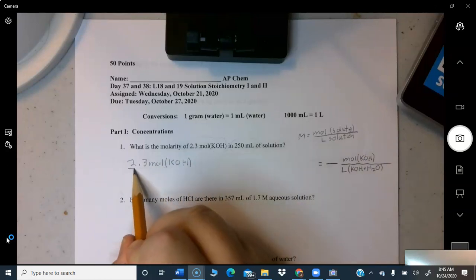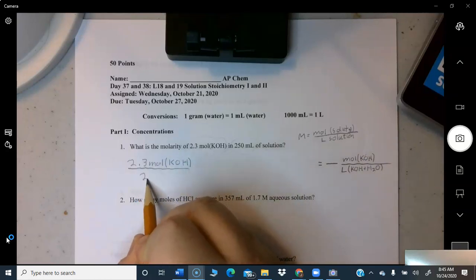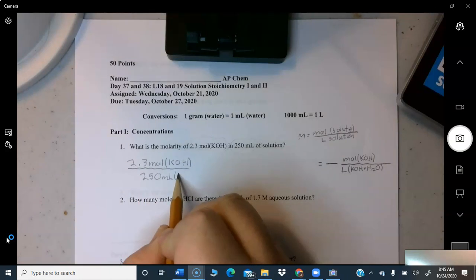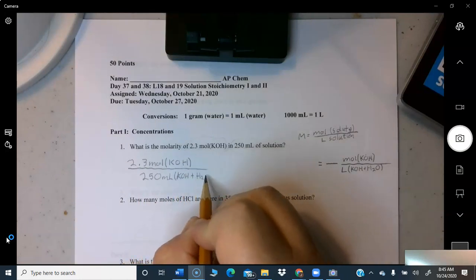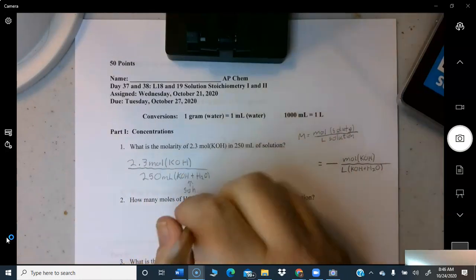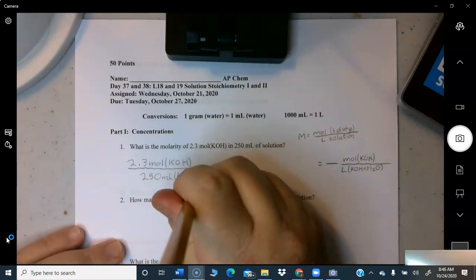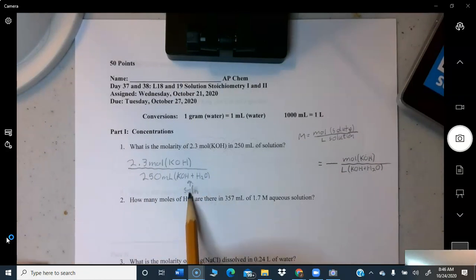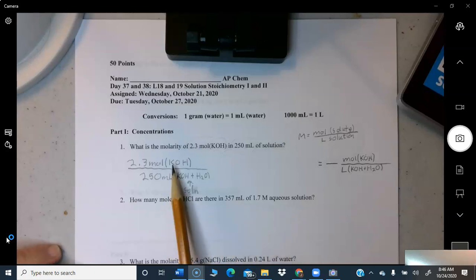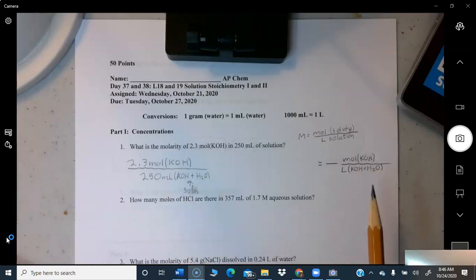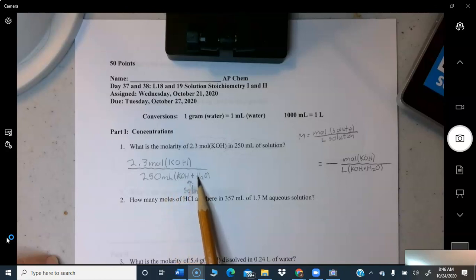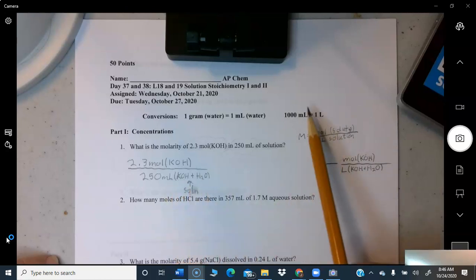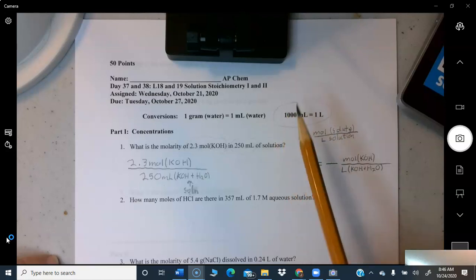But what it is, it's per 250 milliliters. Okay, so that's the solution. And normally we'll write it just SOLN. All right, so what do you see happens here? Moles KOH, nothing needs to be done on top. On the bottom, you have milliliters of KOH plus H2O solution. You got to get it to liters. So you're going to use this conversion right here to do that.